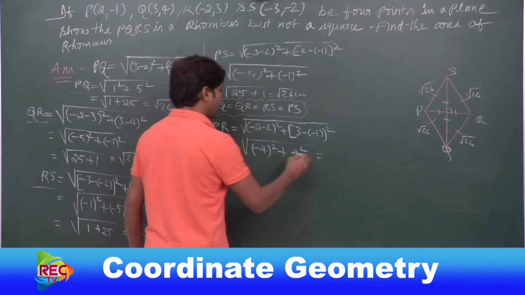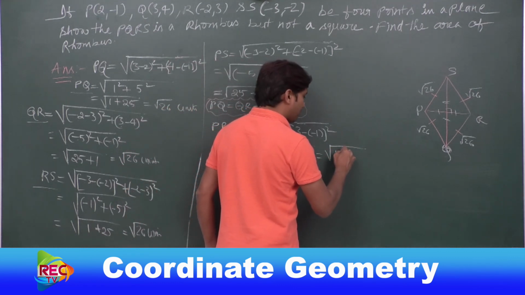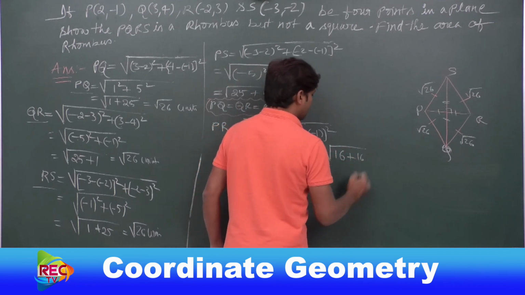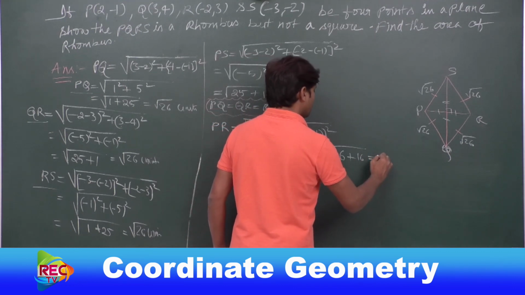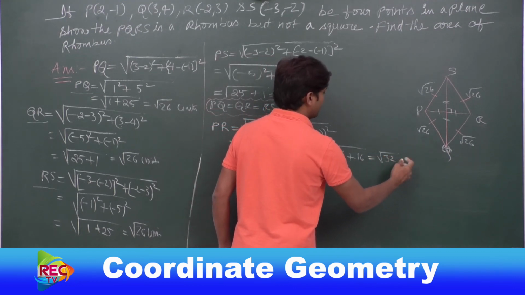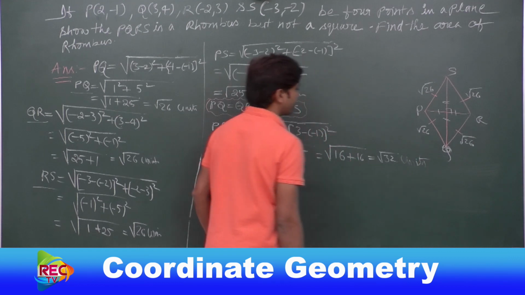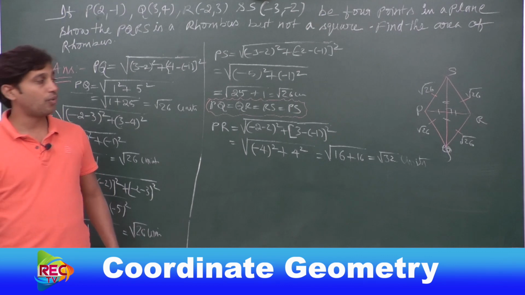So how much is this value? Tell me, minus 4 square would be minus 4 into minus 4, plus 16, and this also would be plus 16. Got it? How much is the value here? This would be 16 plus 16, which is 32 units. Okay, 32 units. Now we find the length of one diagonal.